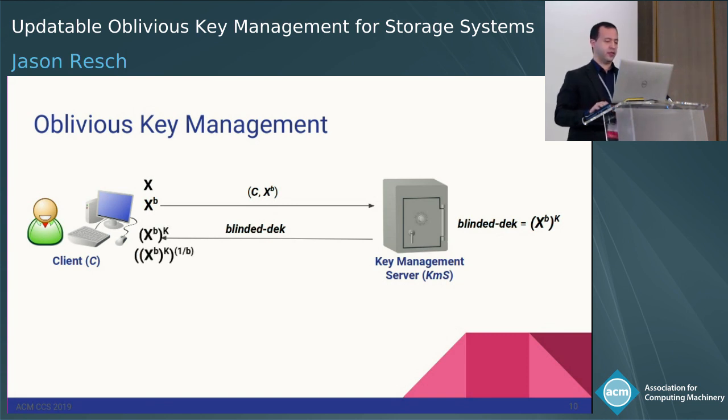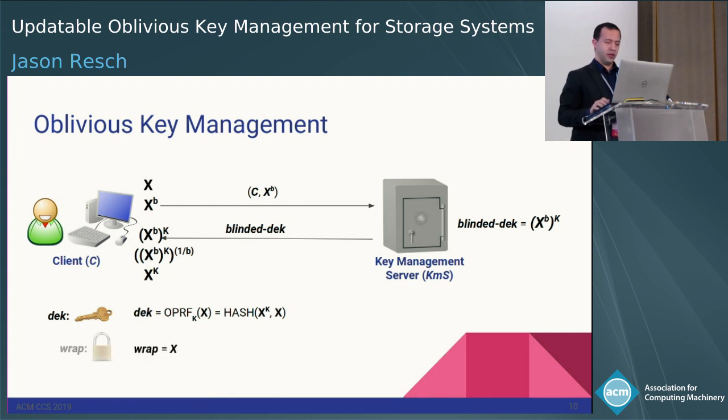The client removes the blinding factor by raising it to the reciprocal of B and obtains X to the K. The client now computes the OPRF output for X and uses the result as the data encryption key. The X value is now treated similarly to the wrap. The wrap can be unwrapped in the future to recover the DEC simply by repeating this process with the server using the same X. So let's consider what we've gained.